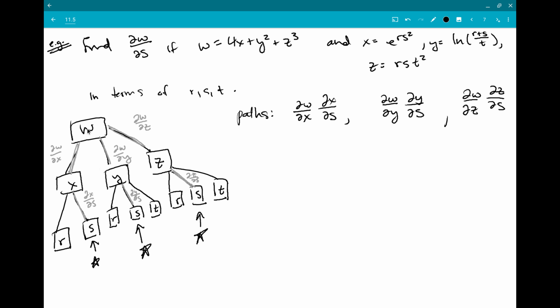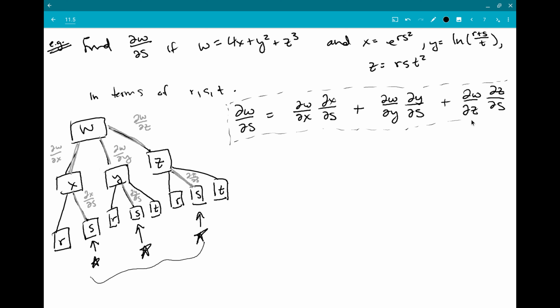But I know that I just have to multiply down all my paths and then add them all up at the end. So if I want to find dw/ds, I know it's just the sum of those three products. And this is going to be my formula that I use to try and find the answer to this problem.